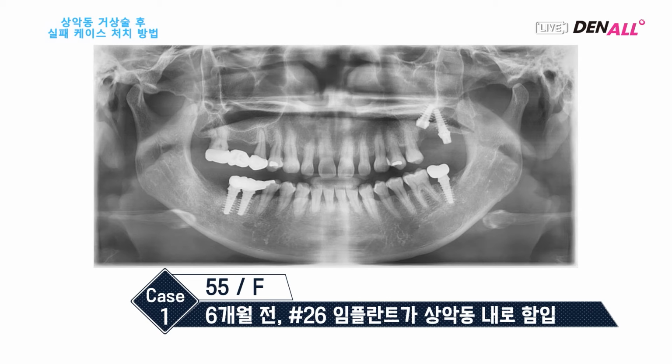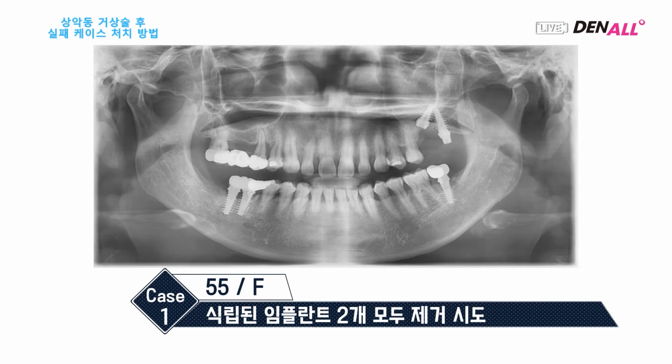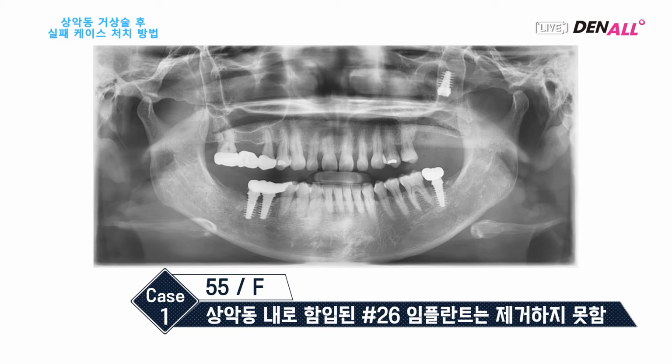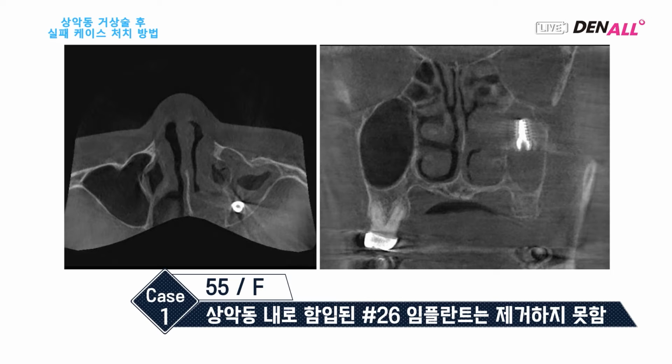The two implants placed were attempted to be removed. Regrettably, number 26 migrated deep into the sinus, so it was not removed. This is the CT X-ray. So the fixture has migrated deep into the sinus. How can we plan the treatment? It is a very frustrating case.